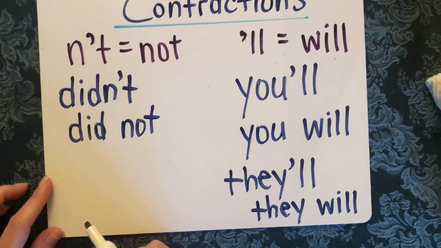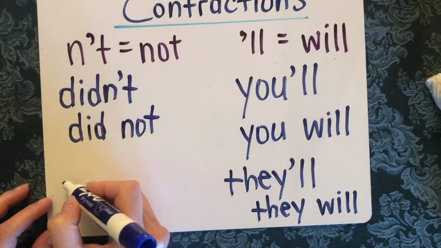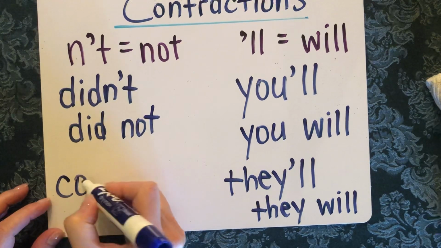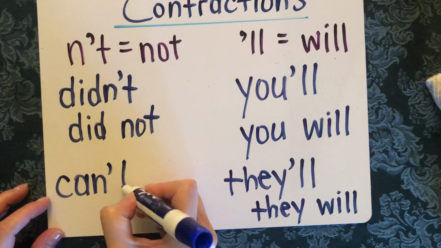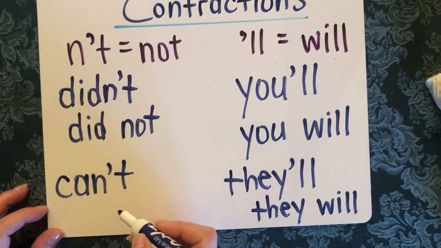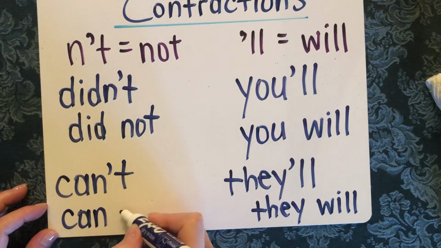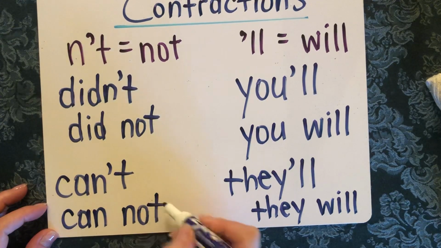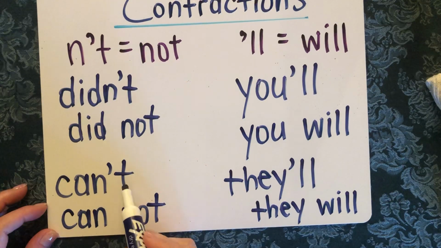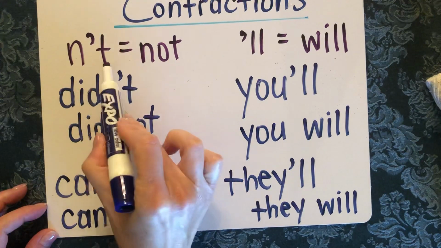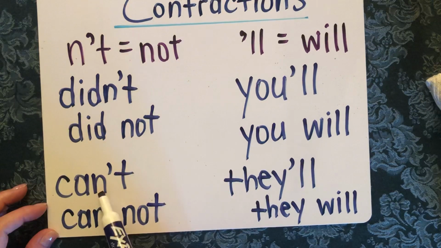Let's try another example. We can say can't. Can't is a contraction. It is a short way of saying cannot. Because N apostrophe T is the short way of saying not. So N apostrophe T means not. Can't is the contraction for cannot.